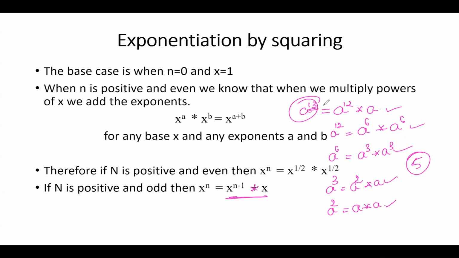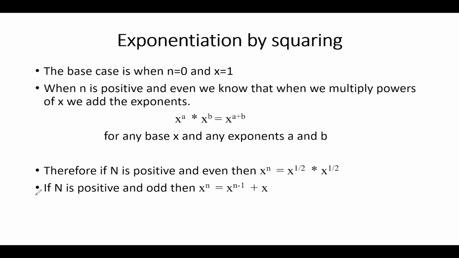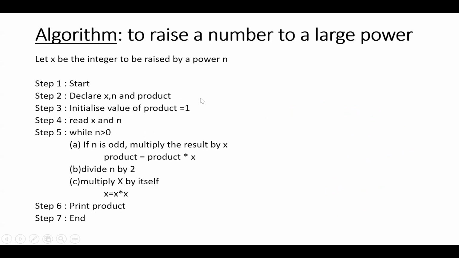All right, so now let us go ahead and see the algorithm. Initially, we will start with declaring the variables x, n, and the product. Initialize product is equal to 1. Read x, n. Suppose I am reading the value of x is equal to 3 and the value of n is equal to 9, which means to say it is 3 to the power 9 that I want to calculate. All right. Now, read x and n.